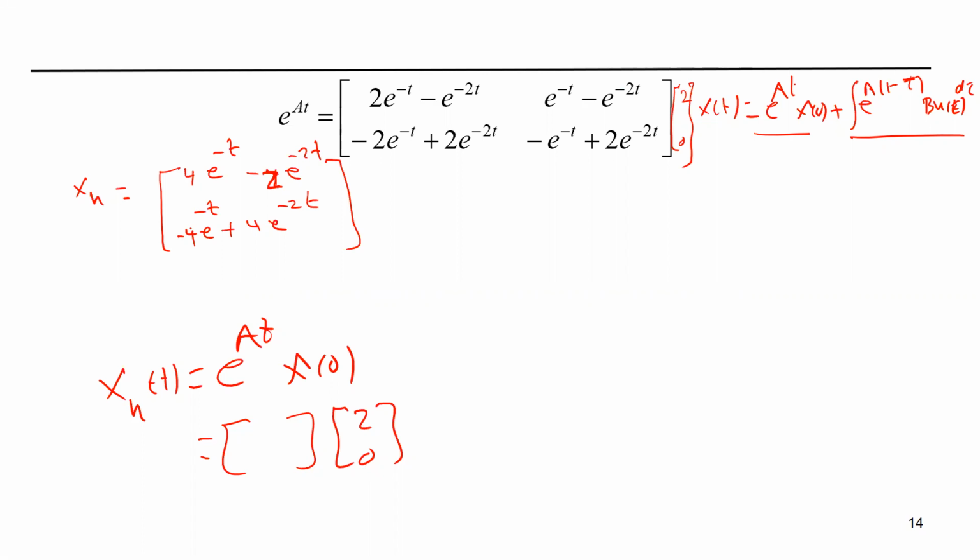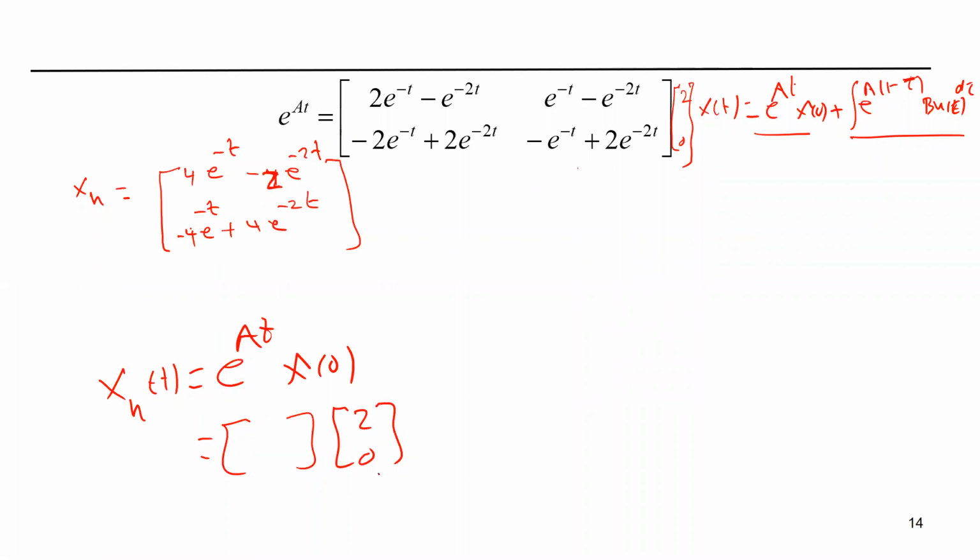Say that again. The first line, yes. The vector next to x of t. Which one? This one? No, the first line. Yes, this one, this vector 2 and 0. Yes, this is the initial condition.